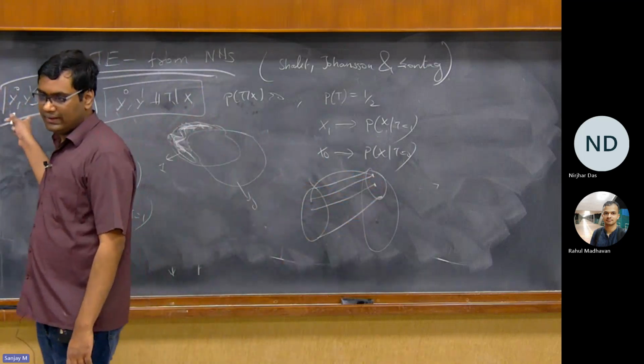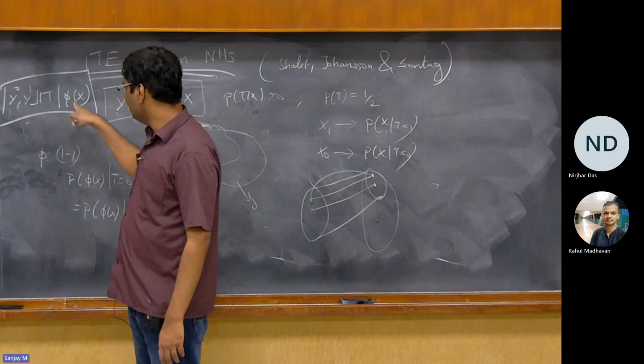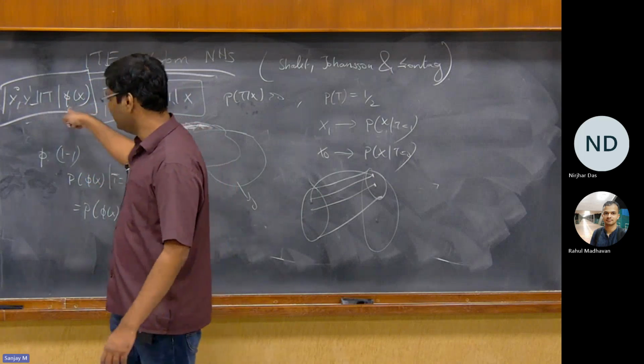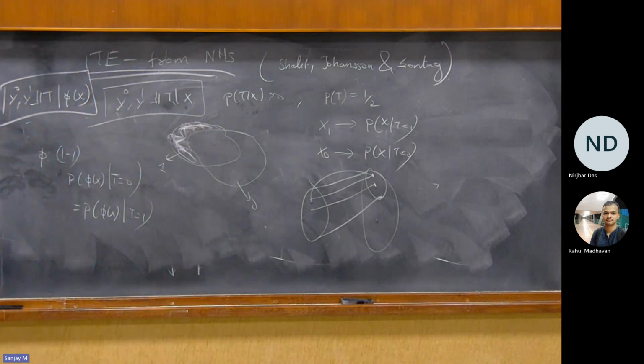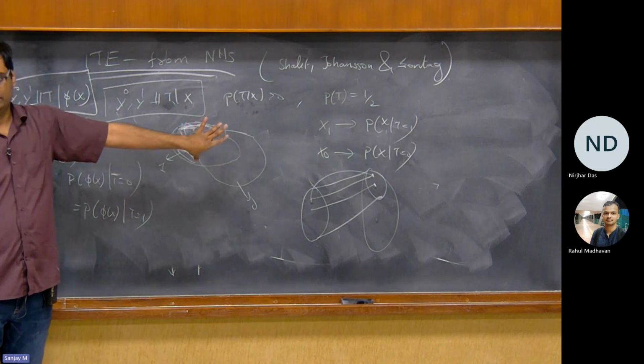But ignorability does not get violated. Why? Because if I condition on phi of x, I can uniquely go back to the particular x. Therefore, this conditioning is equivalent to this particular conditioning. So I'm basically good. Now what I've done is that by transforming distributions, I have actually solved the overlap problem a little bit.